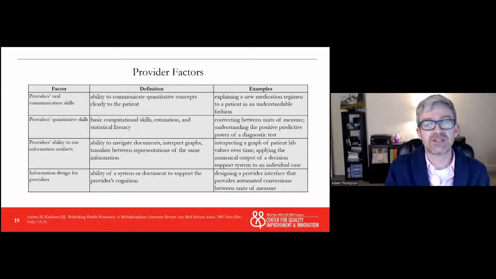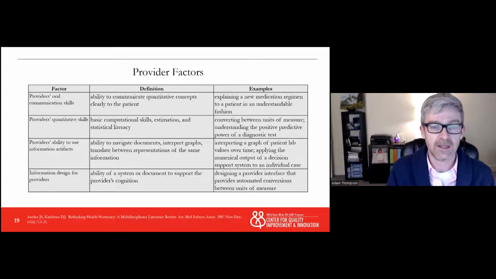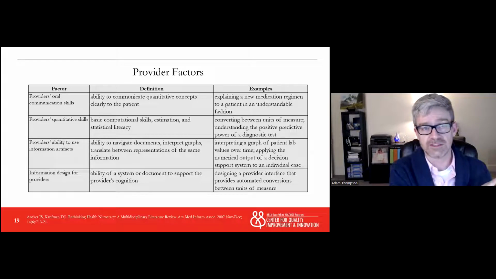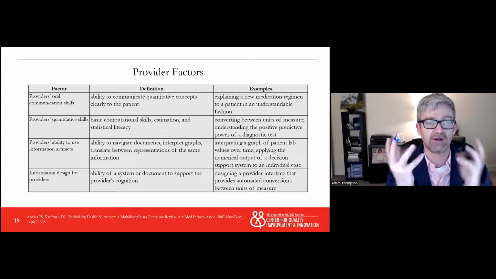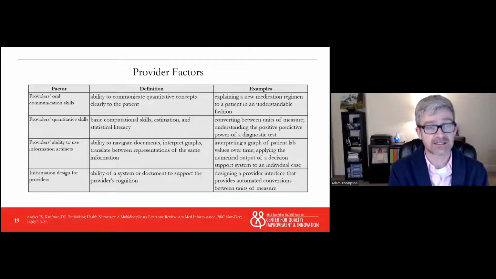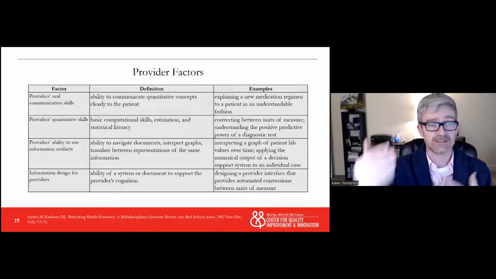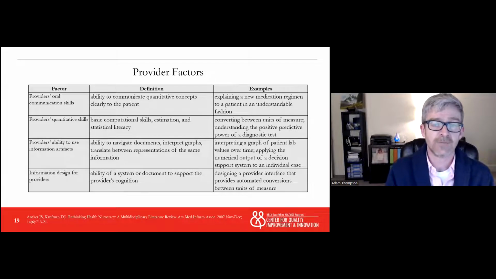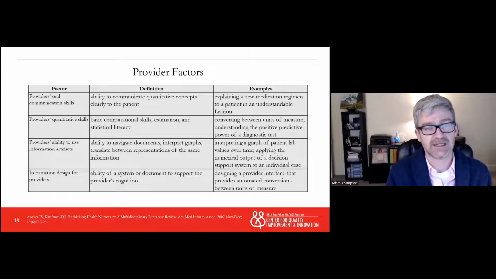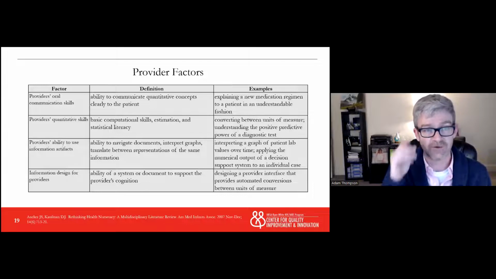But as we saw in the definition, it's not just about patient factors, right? There are these provider factors as well. And these mirror what you see in the patient, only it has more to do with how providers communicate and understand the information, and can they make it accessible to the patients and communities and caregivers that they're speaking with. So the provider factors that you could focus in on are things like the provider's oral communication skills, their ability to communicate quantitative concepts clearly to patients. This could be things like explaining a new medication regimen to a patient in an understandable fashion.